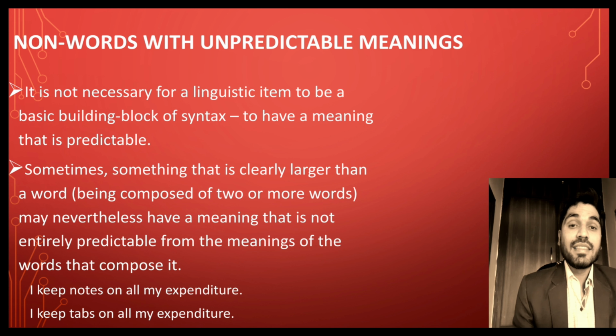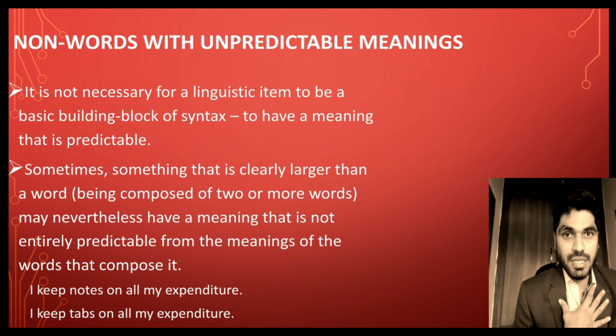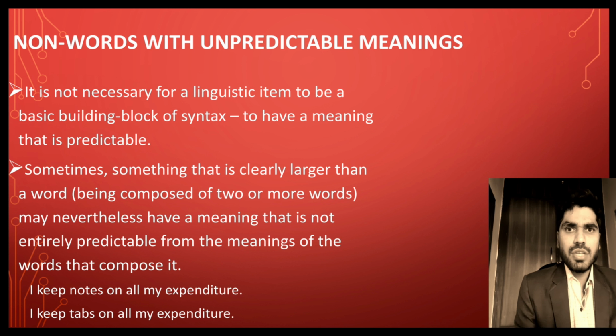Okay, the next sentence: I keep tabs on all my expenditures. Now the idea, if we say that in the first sentence we do have the complete idea, a language learner has no difficulty understanding it. But the second sentence, I keep tabs on all my expenditure. What does this mean? So, known words with unpredictable meanings.